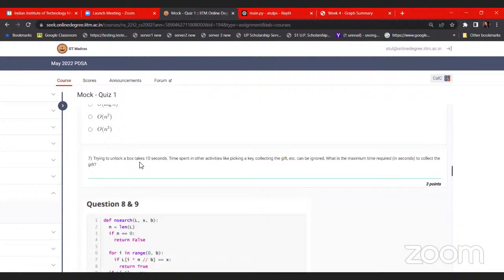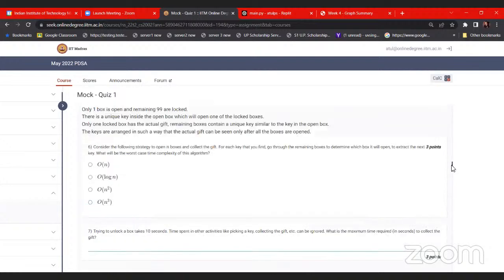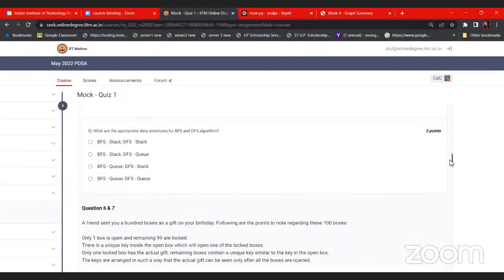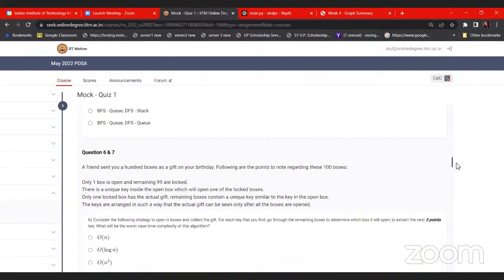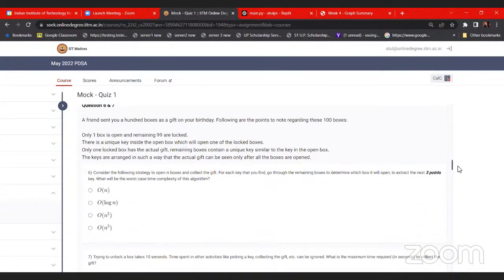Trying to unlock a box takes 10 seconds. Time spent in other activities like picking. So there are two persons, I think, on the basis of this. Question 6 and 7. I had done it, but in 7 it was wrong.